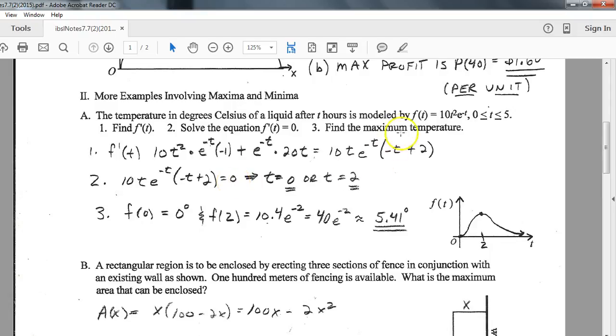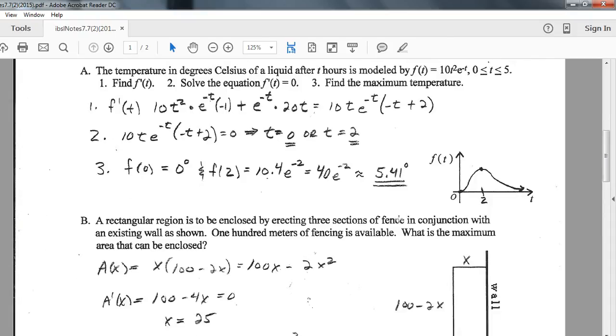I'm looking for a temperature, which is this guy. So I'm plugging a 0 back in for time. I would plug in my 2 for time and check the results that I'm getting from that. So it's either at 0 degrees, or it could also be at about 5.41 degrees, but those are the two cases that we would identify.